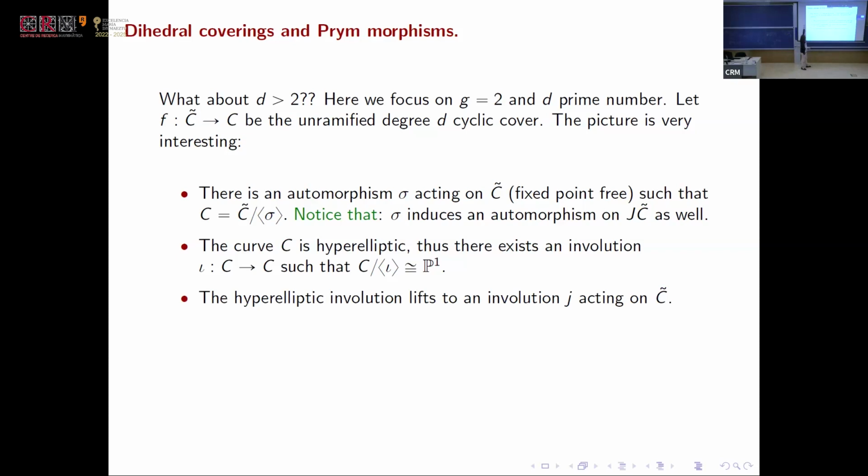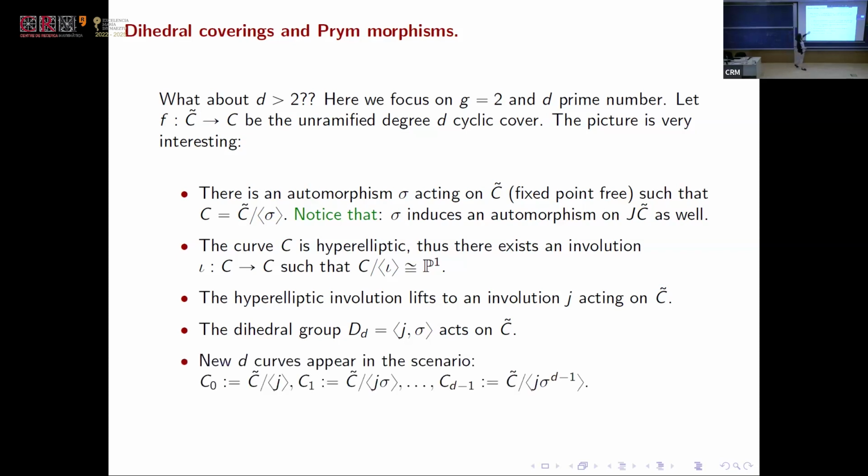But the main property that I want to use is that here we have this involution. Since the covering F is ramified and cyclic, we can lift the involution to C tilde, to another involution, J, which is acting on C tilde. So we have on C tilde now sigma and J acting. And it is known that the two are generators of the dihedral group of order 2D. So what we obtain is a bigger group of automorphisms acting on the curve C tilde. And we want to use this because now we have 2D automorphisms acting on C tilde.